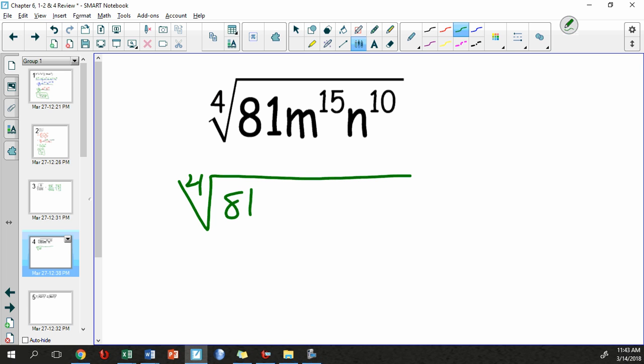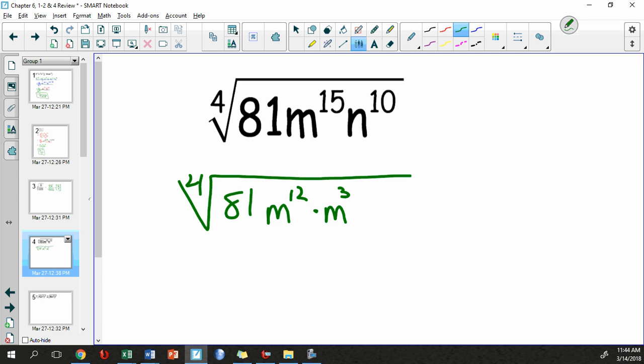Now, look at the variable m. Its exponent is 15. Is my exponent, also known as the power, divisible by my root, which is 4? No, it is not. So I need to break it down into multiples of 4. 12 is the highest multiple smaller than 15 divisible by 4. And then what's left of my m's is 3 of them to create a grand total of 15, correct?